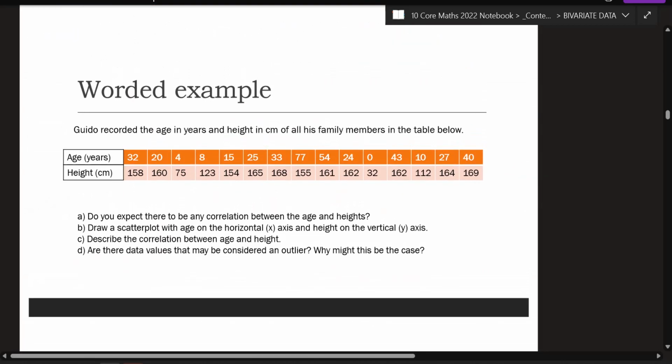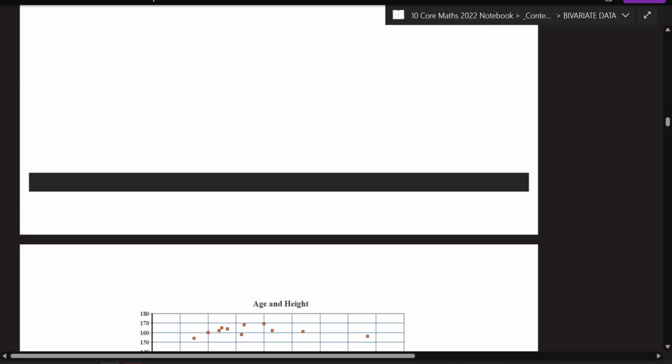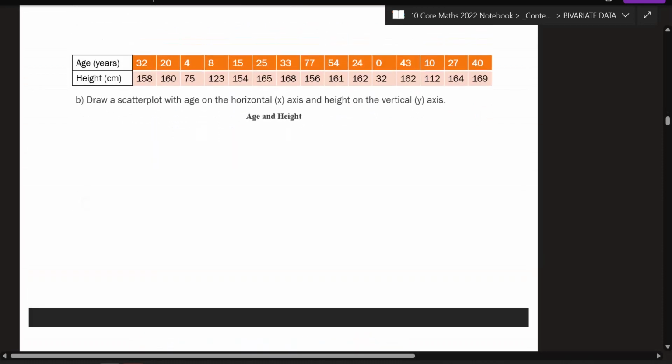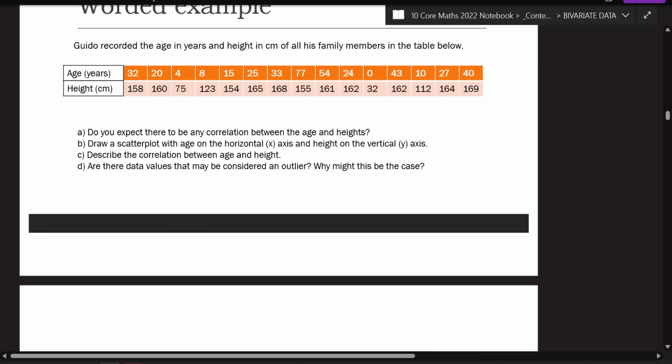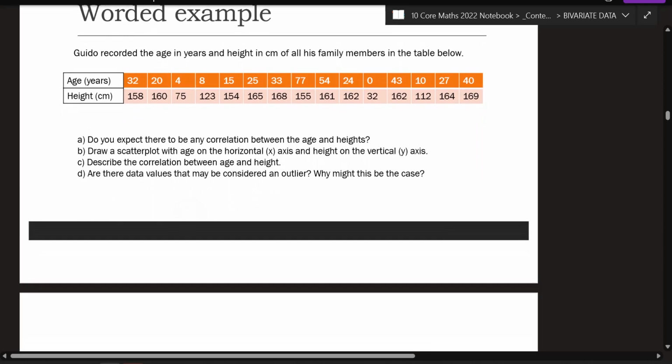I want you to do this on your own, and then we'll go through it together in like 5 minutes, okay? There's 4 questions here. The graph is already kind of drawn for you, but you do need to draw, actually no, it's not. You need to draw the scatter plot for it, but try and do it yourself, see how you go. It's similar to the other one that we just did, but see if you can do it on your own, okay?